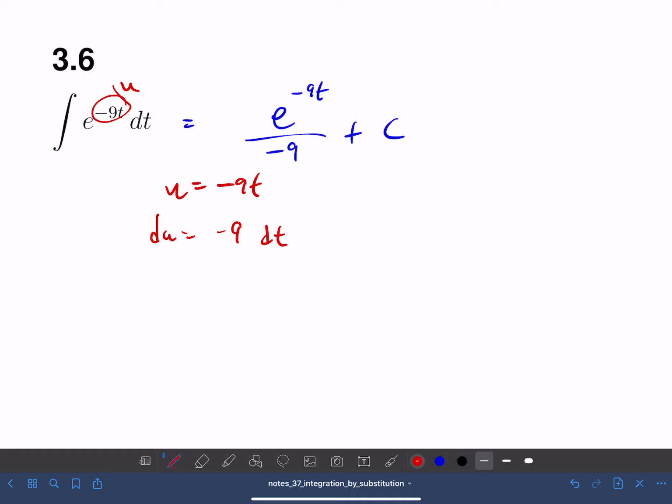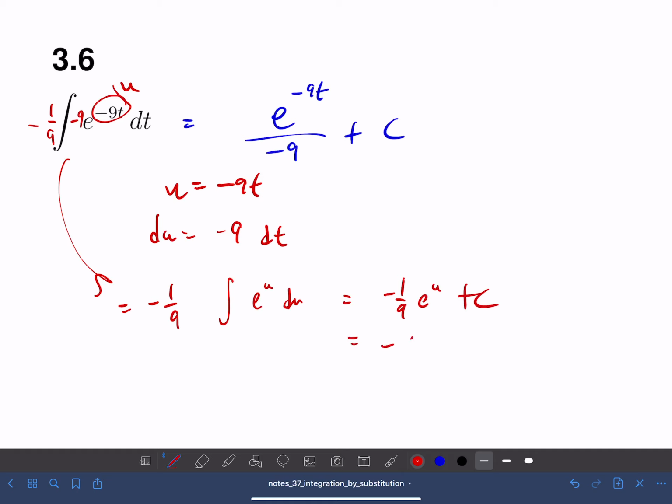So I need, my friend, a minus 9. So that's equal to minus 1 over 9 times the integral of e to the u du, equals minus 1 over 9 e to the u plus some constant c, equals minus 1 over 9 e to the minus 9t plus some constant c.